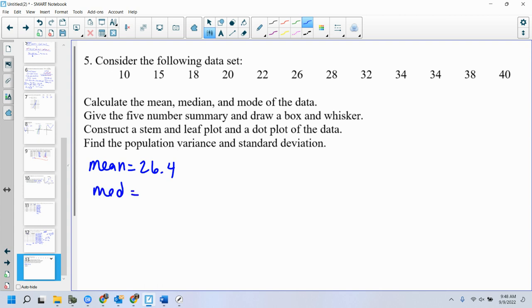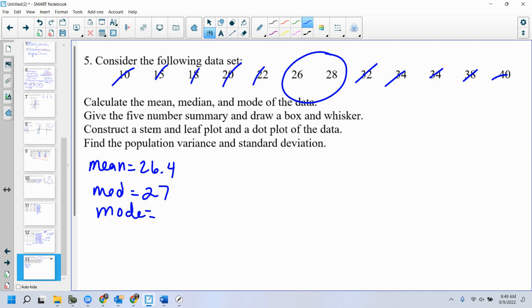The median, now I actually have to run that. It looks like I got 27, right? The median is 27. The mode looks like I've doubled up on 34 out there. Questions about that one? Mean, median, mode.